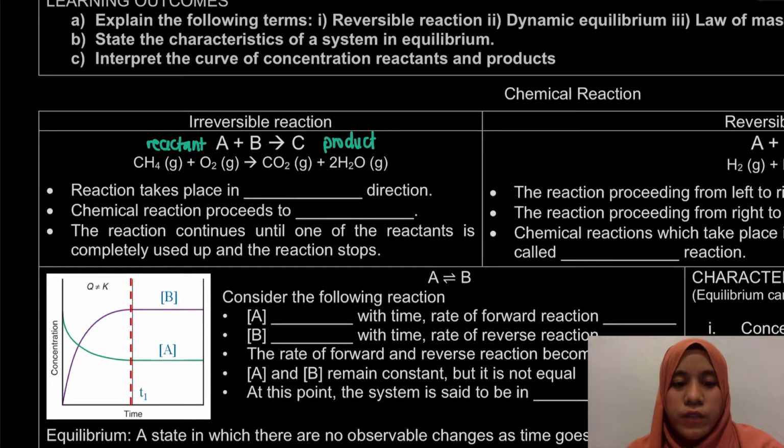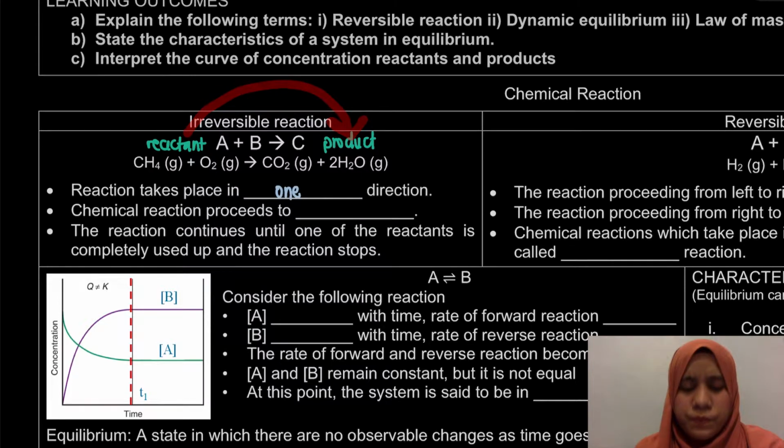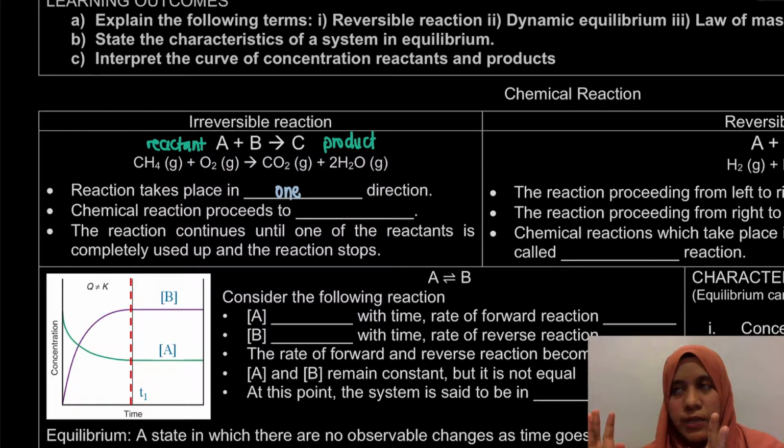So for the irreversible reaction, the reaction takes place in one direction. Why one direction? The reaction only occurs from the reactant to form product. For example, here is our combustion. It is the same with our titration of acid and base. It will react to form our salt and water. There is no reaction where the salt and water turn back into acid and base.